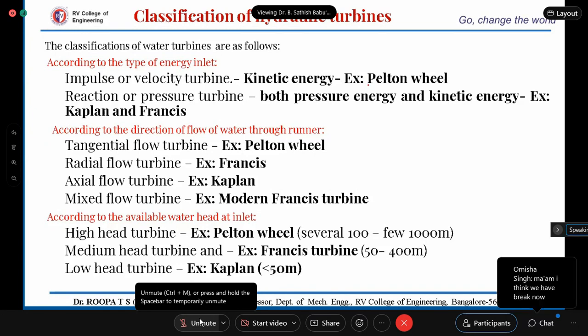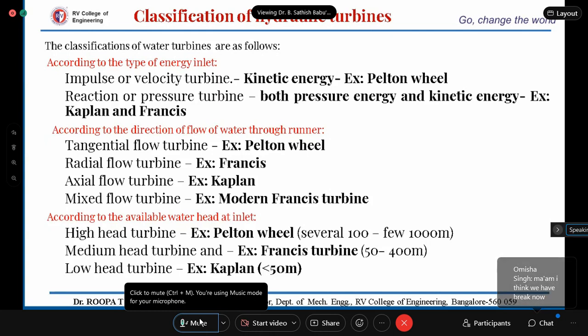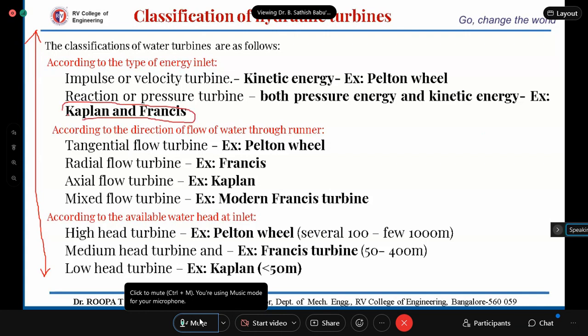Is the time up? Yes, ma'am. Okay, then I'll stop at this point. Francis and Kaplan I'll start in the next class along with classification. This classification has been discussed by the other teacher. Yes, ma'am. Okay, then I'll just run through this quickly and we will look into the Francis and Kaplan in the next class.